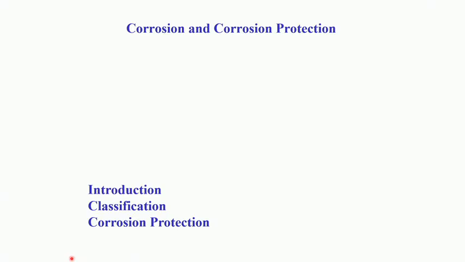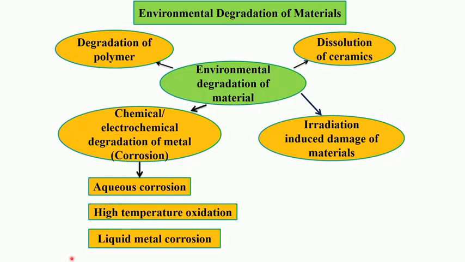Hello, we are going to start the degradation of materials because of corrosion and its protection. Now, corrosion is a kind of environmental degradation of materials. If you quickly go through the different types of degradation of materials because of their interaction with the environment, you will find that if you talk about polymer, the term which is used is degradation of polymer.